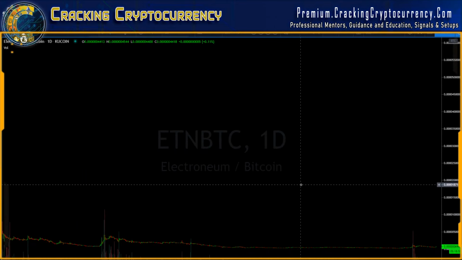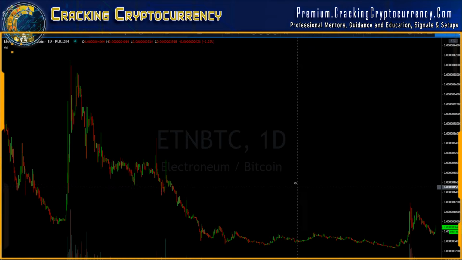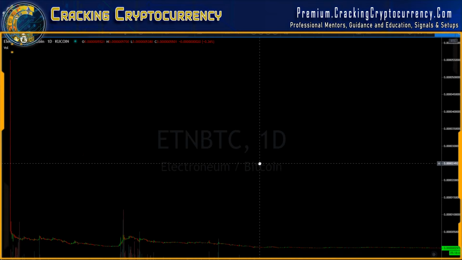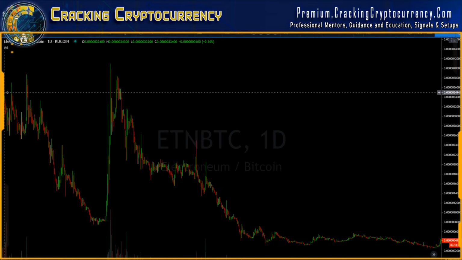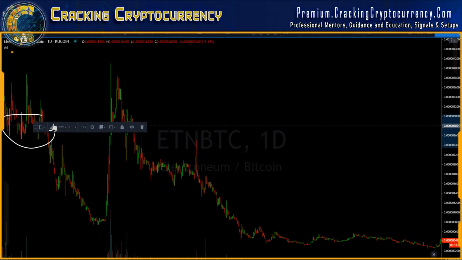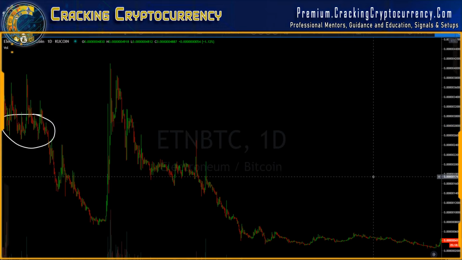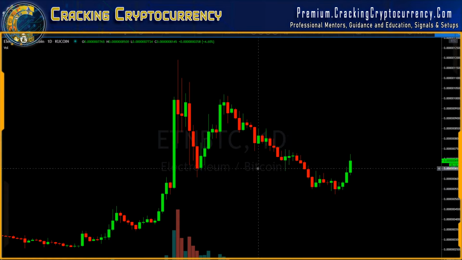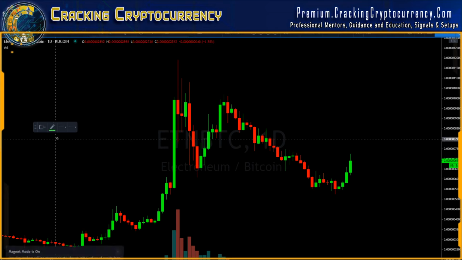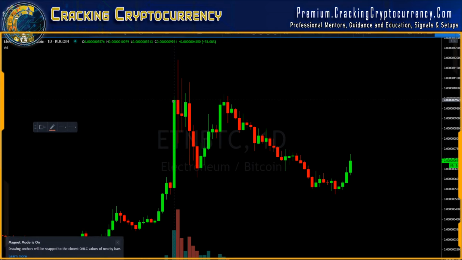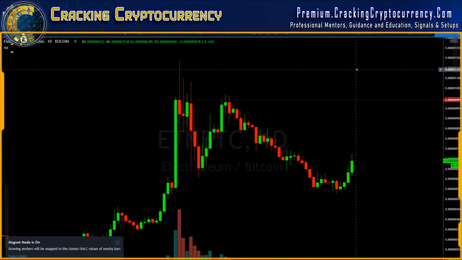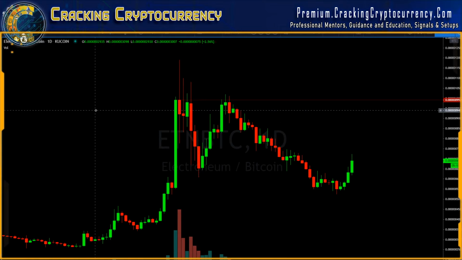You know, I really personally don't like this chart because I do have a friend in my personal life who invested quite a bit of money into Electroneum, you know, like around here, and yeah, just kind of put me off of it. But let's see what we got here. All right, so overhead resistance at, oh, price is so low they had to invent extra sats. Crazy.